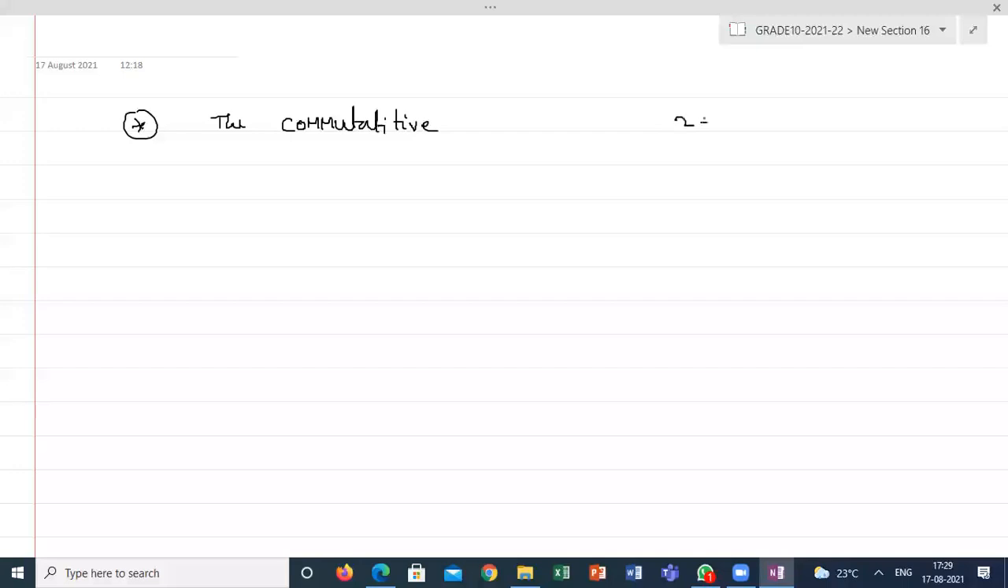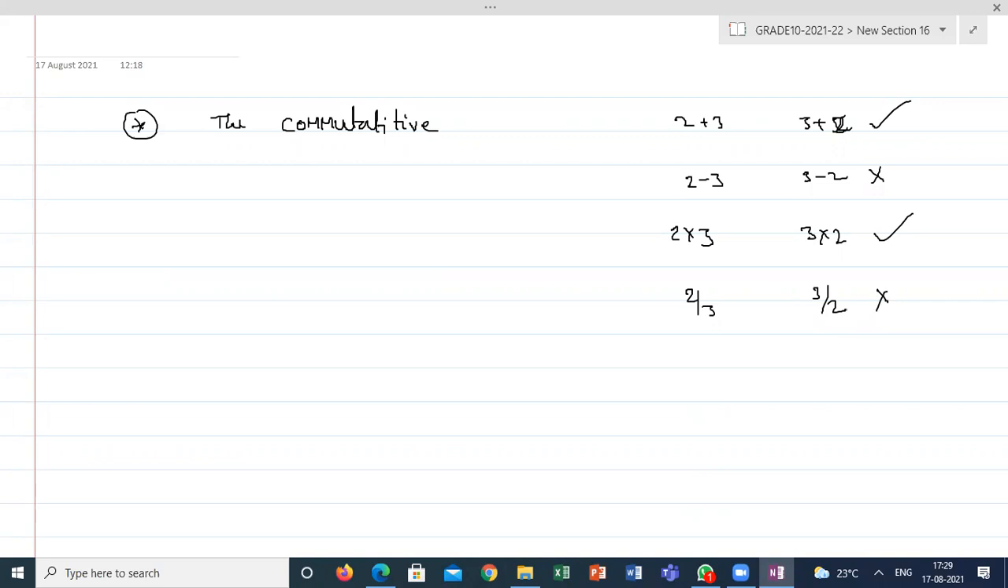Suppose I'm saying 2 plus 3 and 3 plus 2, both are the same. But 2 minus 3 and 3 minus 2, not both are the same. 3 plus 2, this is correct. 2 minus 3, this is not correct. 2 into 3, 3 into 2, not a problem, both are the same. But 2 by 3 and 3 by 2 are not the same. Correct? If the order is changing and the expression value is not changing, then it is following the commutative property.